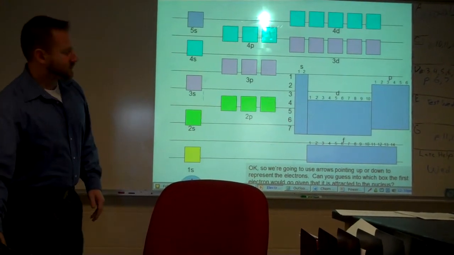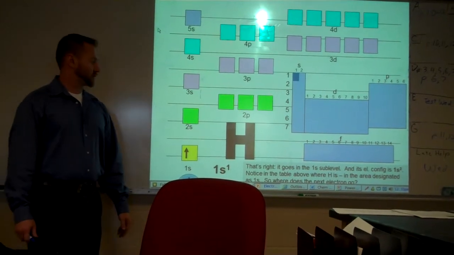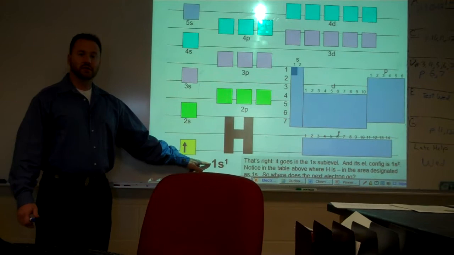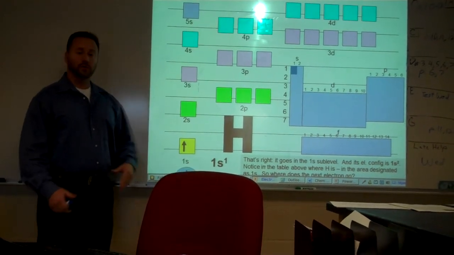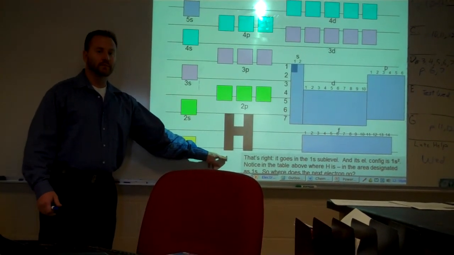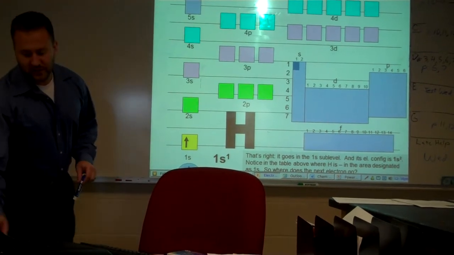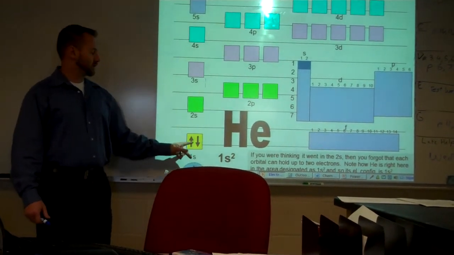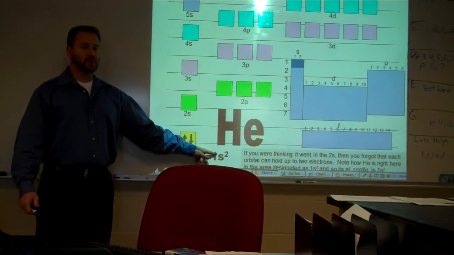For example, hydrogen only has 1 electron in its outer shell. It only has 1 electron, period. And that would go in the first energy level, s subshell, so we'd write this as 1s1. If we were talking about helium, which has 2 electrons, we would say it is 1s2, showing there are 2 electrons in the 1s subshell.